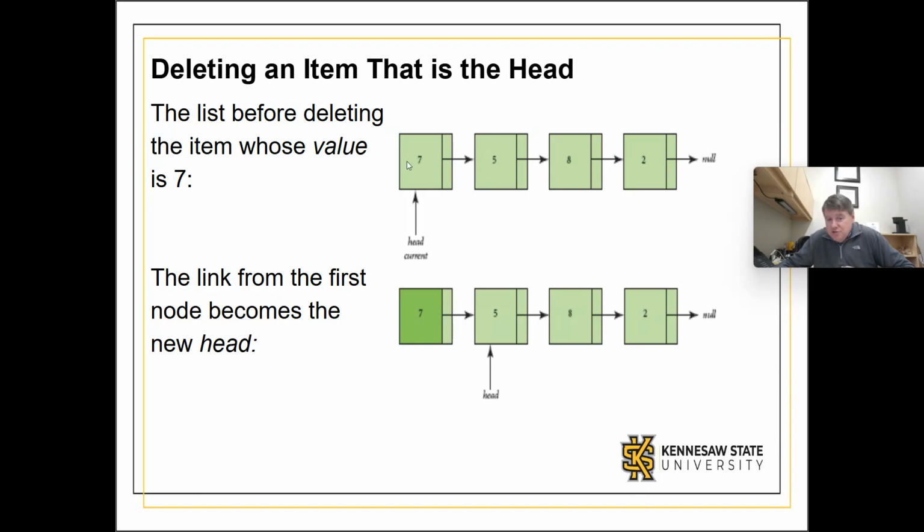Remember that each node has 2 attributes in this example. It has a data and it has a next. The next is the arrow, the data is the number or whatever it is that you're storing in the linked list. So printing head.data would give me 7. Printing head.next.data would give me 5. Printing head.next.next.data would give me 8. Head.next.next.next.data would give me 2.